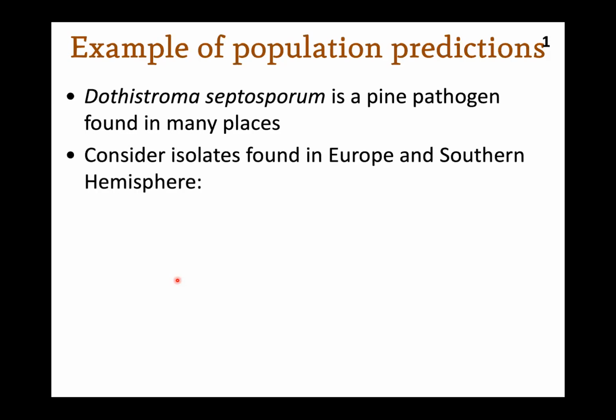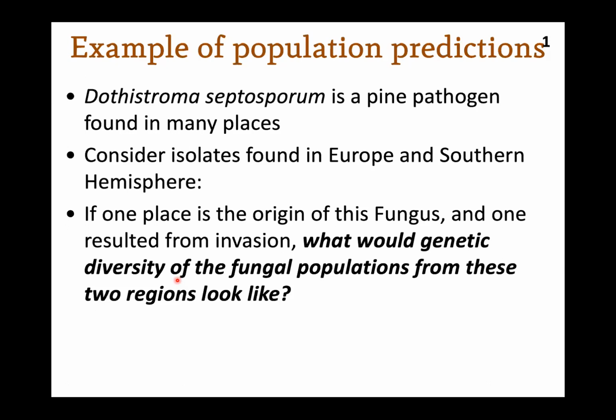And what we're going to do is consider isolates that are found in two places, in Europe and in the Southern Hemisphere. And what we want to do is think about where this disease originally comes from. So if one of these two places is the origin of this fungus, and one of them has subsequently escaped from that place and resulted in a new invasion, a new outbreak, what would the genetic diversity of the fungal populations from these two regions look like?